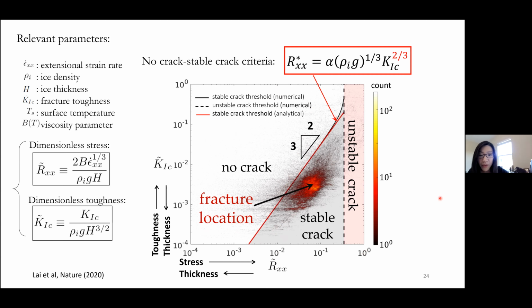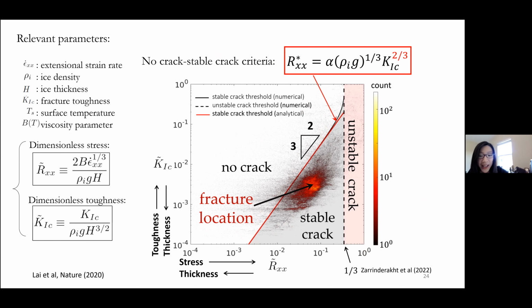In addition, from a scaling argument, we obtained a simple power law expression for this no fracture to stable fracture transition boundary, and that agrees very well with our numerical solution. The benefit of this simpler expression is that it can potentially be directly used in a large-scale ice sheet model without expensive computation of the linear elastic fracture mechanics.